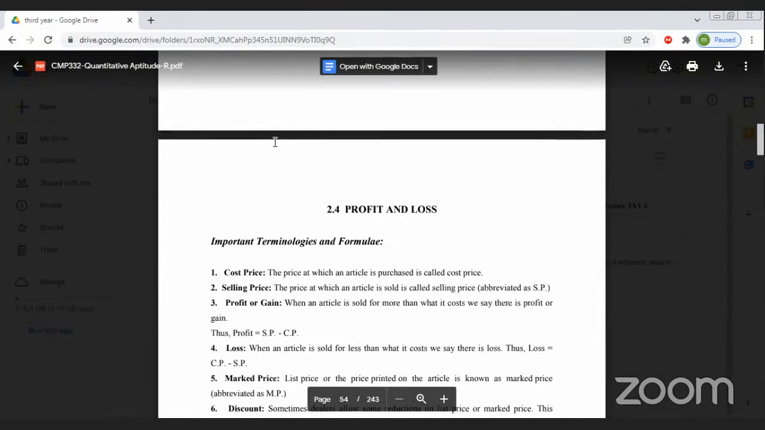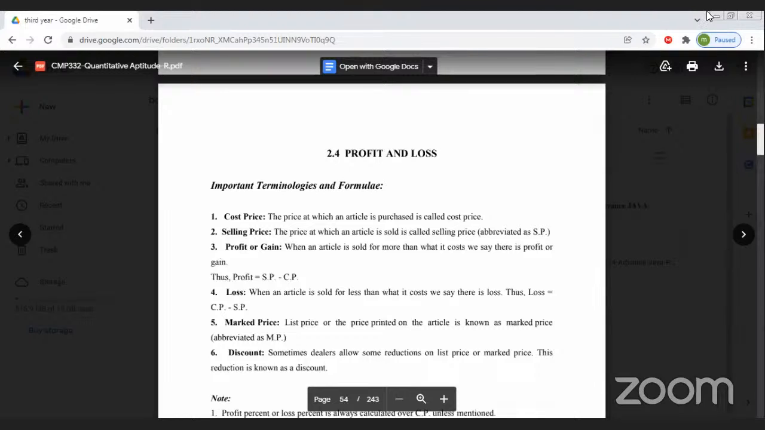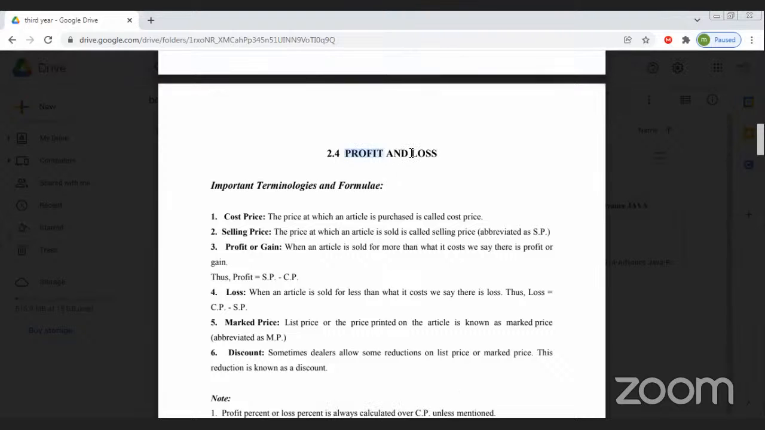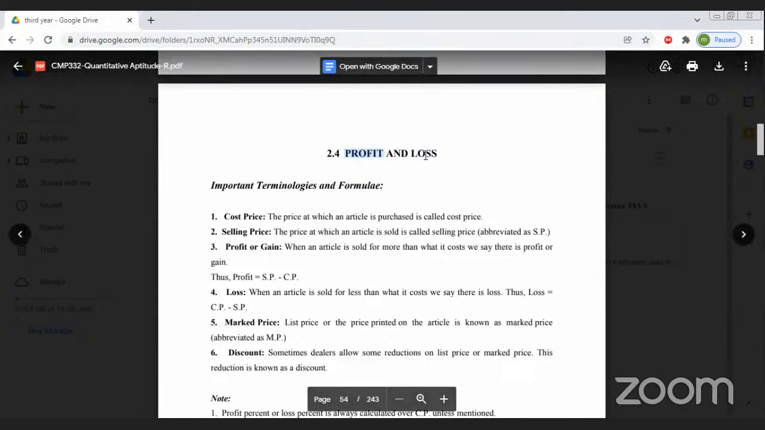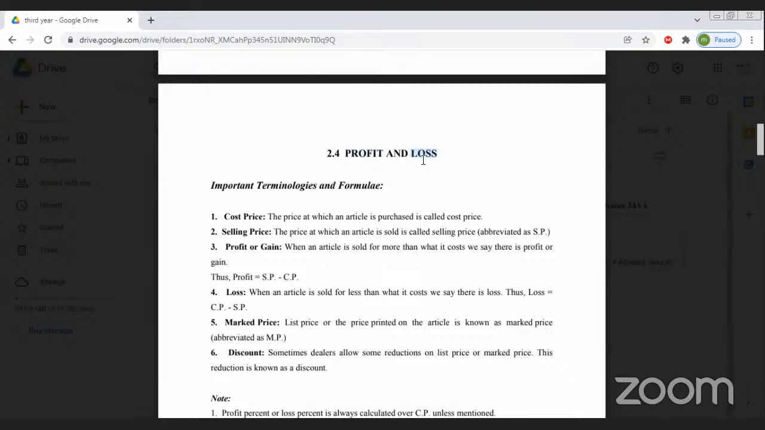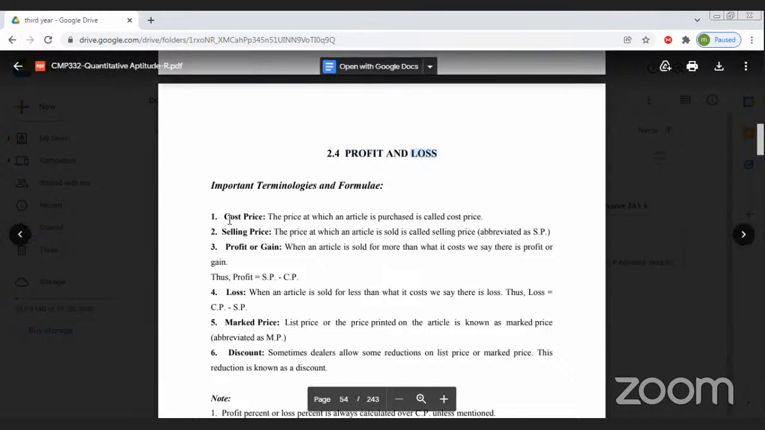Should we start with profit and loss? See, earlier in 10th standard we have studied, in 10th, 11th and 12th also. What does a profit mean? It means somewhere the price has been increased from the original price. And what does a loss mean? Whatever the value we have taken, it decreases.